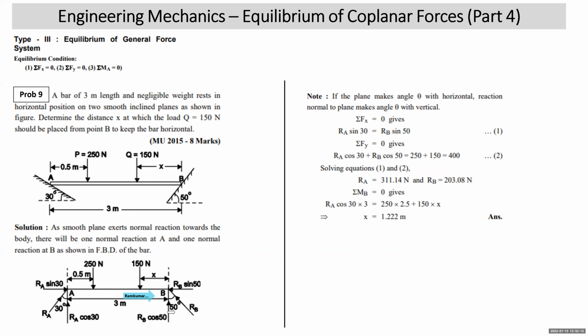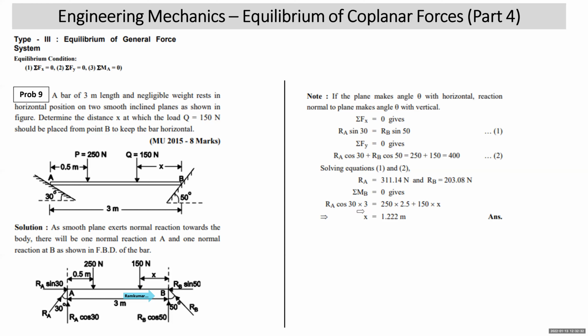RB sin 50 and RB cos 50, even RA sin 30 will also give 0 moment. Now we take RA cos 30. RA cos 30 into 3 will give you clockwise moment about B. This 150 into X is anti-clockwise about B, and 250 into 2.5 is anti-clockwise about B.